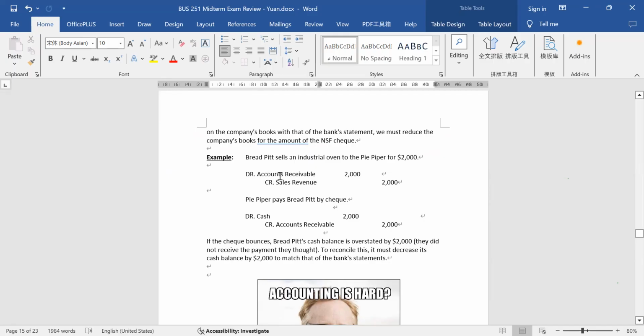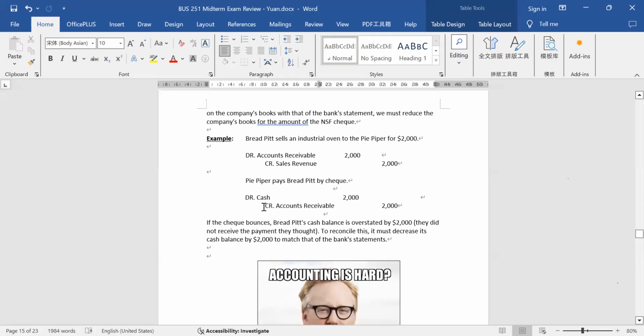So you have an account receivable and you create a sales revenue, and this is the first part. And then this company pays Brad Pitt by check, and you assume that you have already collected the money, so you debit cash, and at the same time you credit account receivable, right?